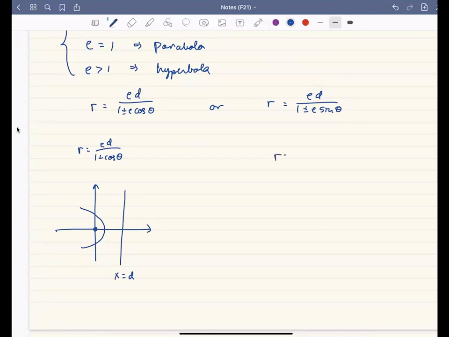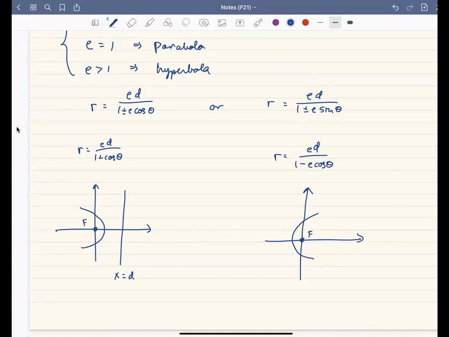If it's r equals ed over 1 minus e cosine theta, well, we know how to deal with that. We just are going to flip this so that the conic section opens to the right. And then there's the focus F.